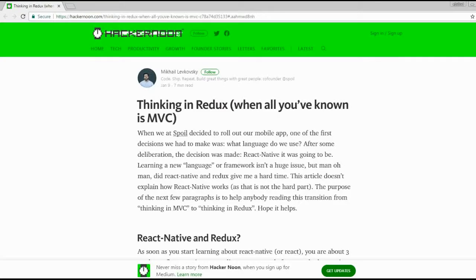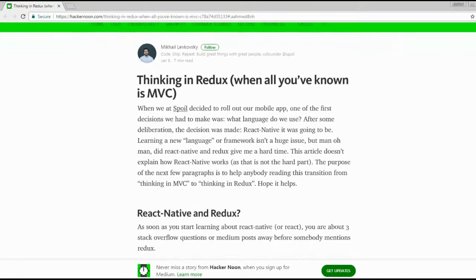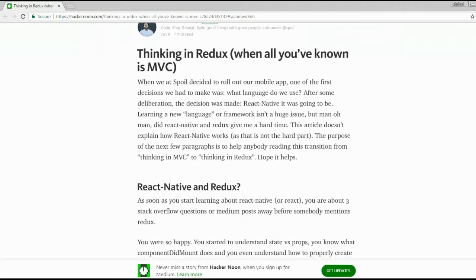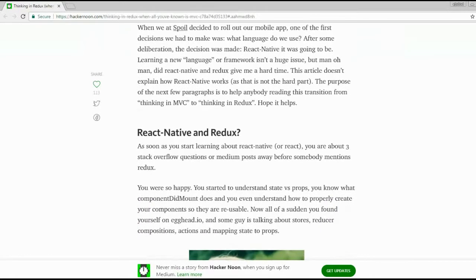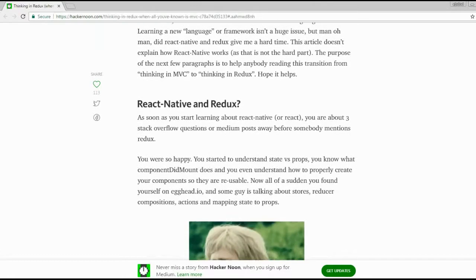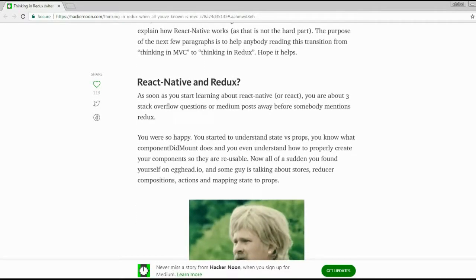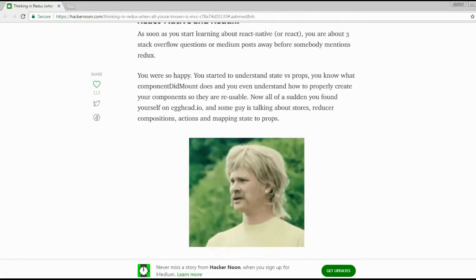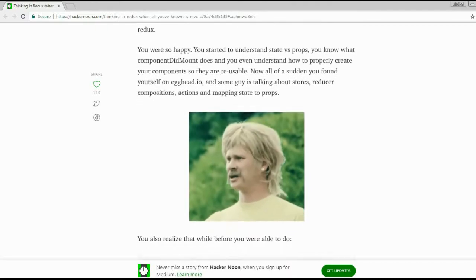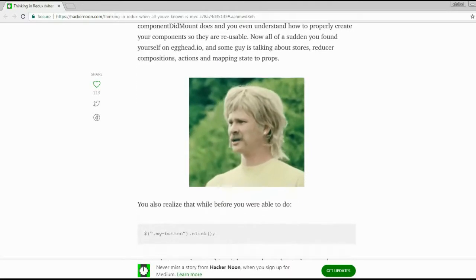I suppose you're already familiar with the model view controller pattern, so you might be interested in Thinking in Redux when all you've known is MVC by Mikhail Levkovsky on HackerNoon. This article helps in the transition from thinking in MVC to thinking in Redux.